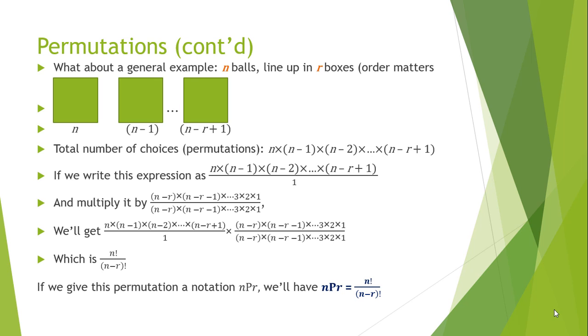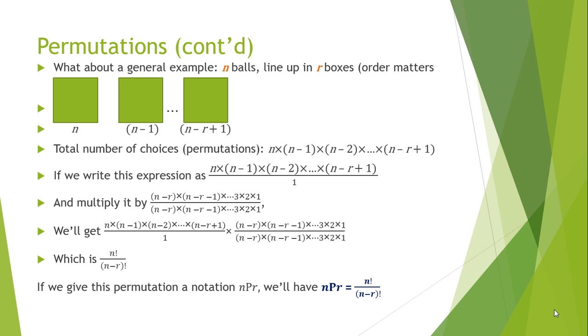Now, what about a general example? Let's say we have n balls, and we want to line them up in r boxes. In this case, order matters. So in the first box, similar to the previous 2 examples, we will have n balls available. So we have n possible choices. When we come to the second box, we already chose 1 ball for the first box, so we have n minus 1 balls left for the second box. And similarly, all the way till n minus r plus 1.